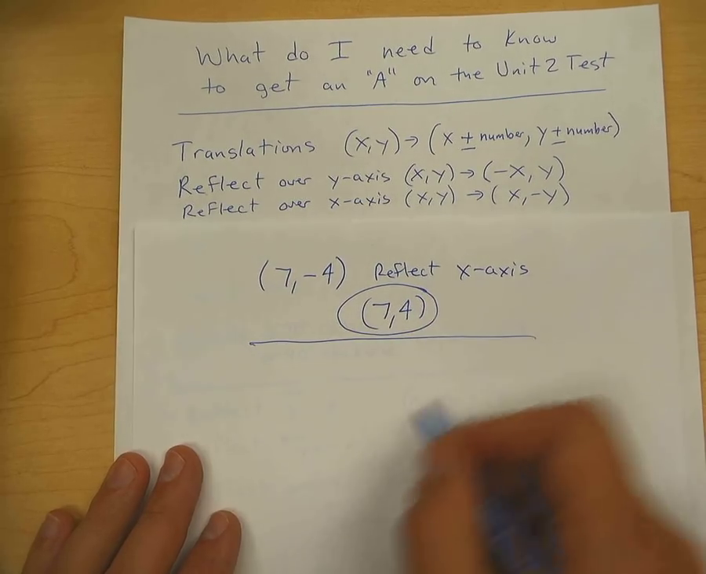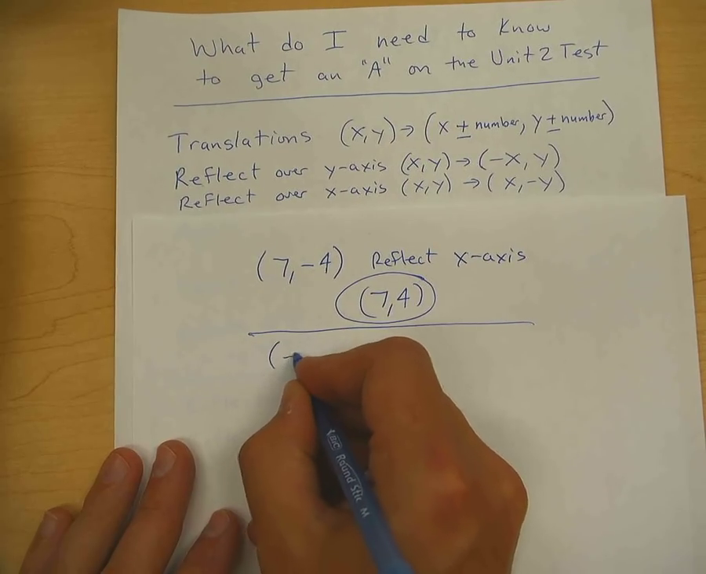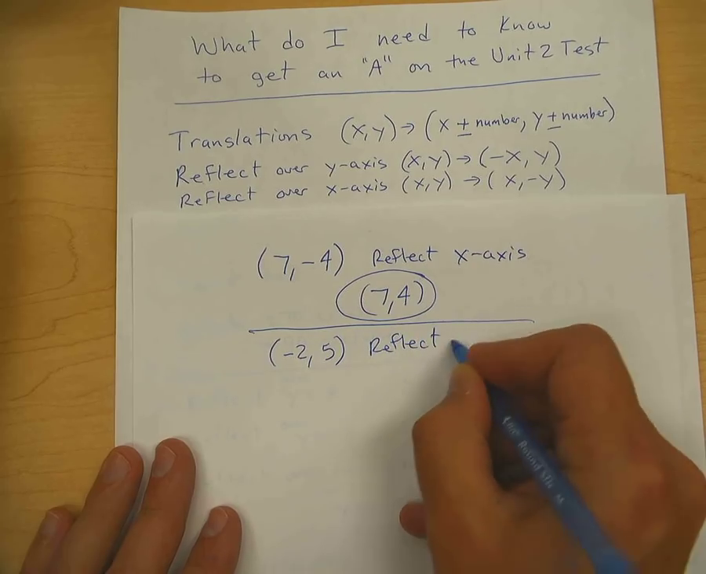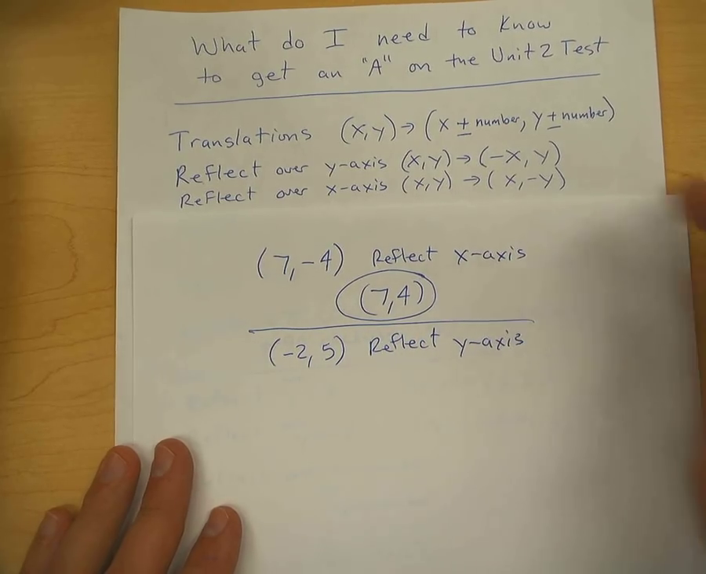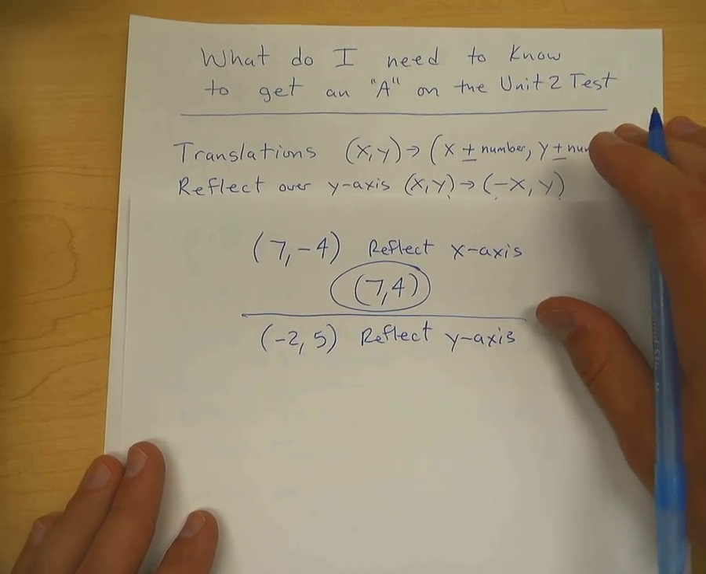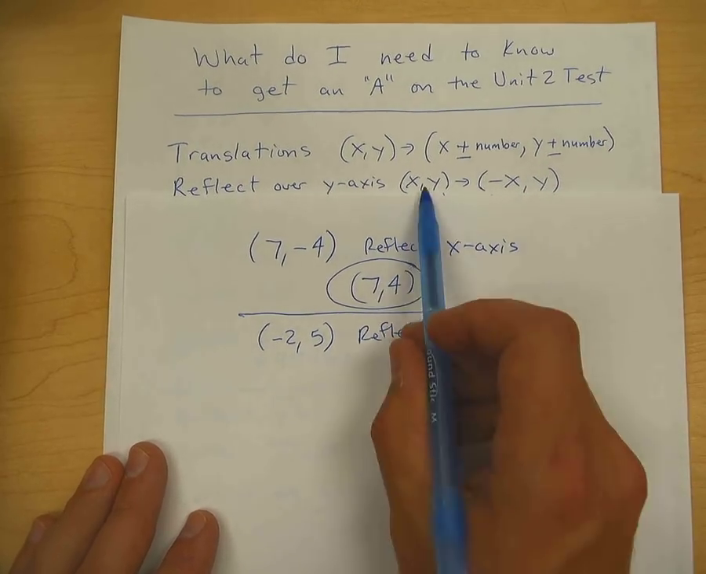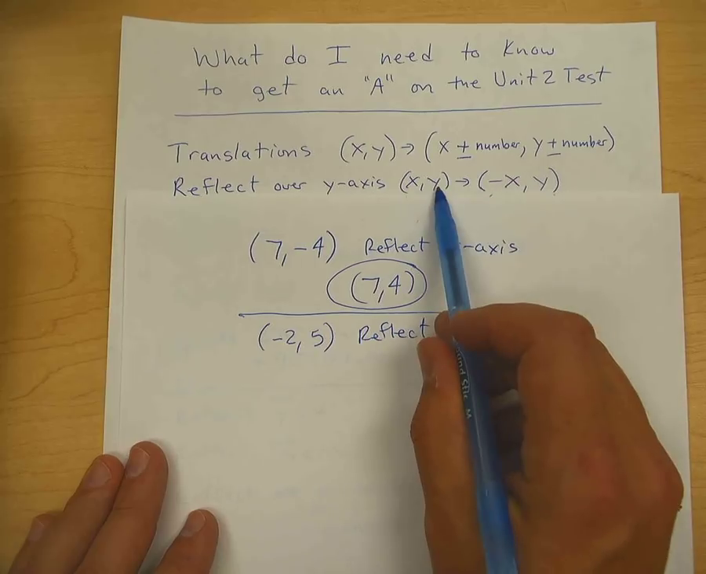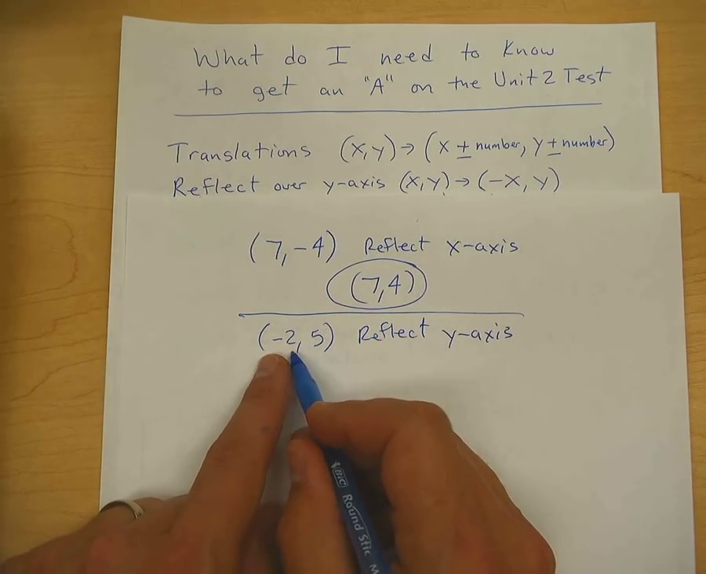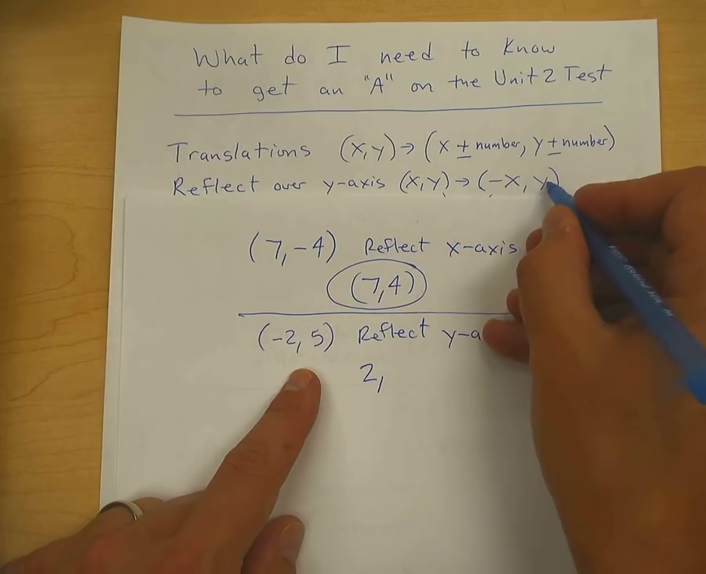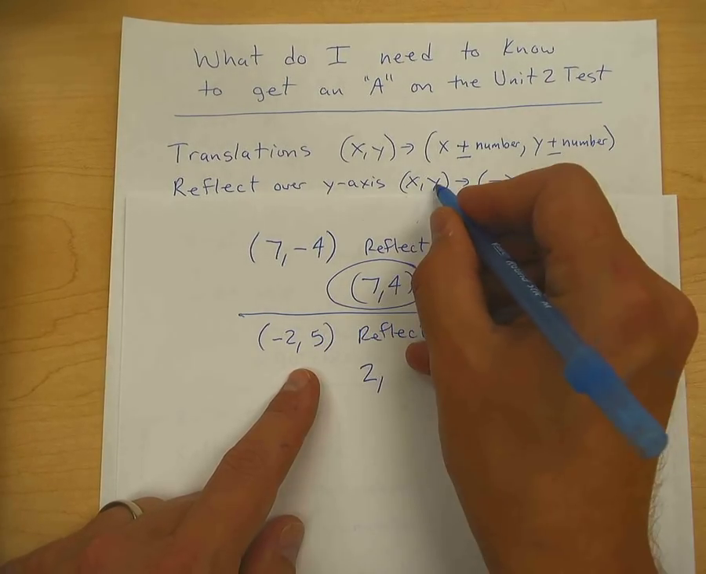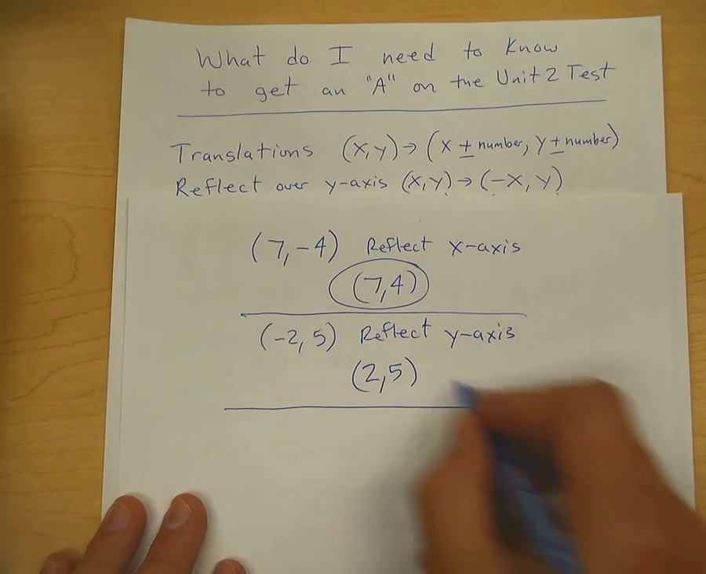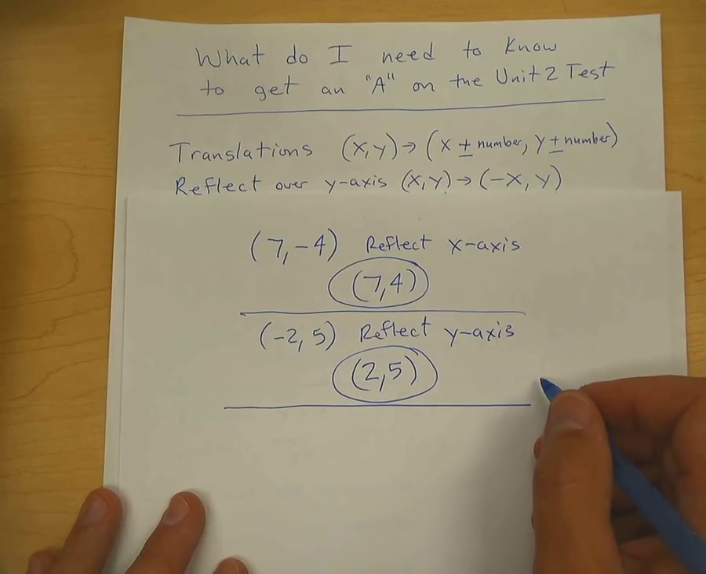All right, next question. Let's say we have a point (-2, 5), and we want to reflect that point over the y-axis. All right, so I have to use my y-axis formula. Okay, and you can see it says (x, y) goes to (-x, y). That means we take the opposite of x and keep y the same. The opposite of -2 is +2, and y stays the same, so we keep 5 there as well. All right? That's our answer. Not too bad so far, right?